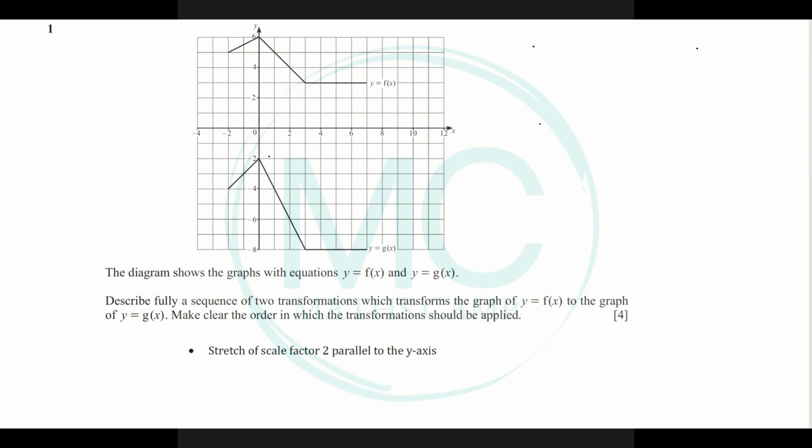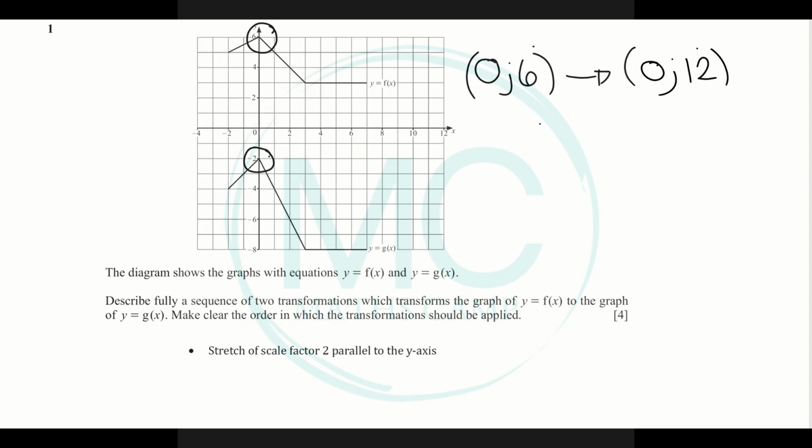F of x has a y-intercept up here at 6. The corresponding part of g of x sits down here where y is -2. F of x has not moved horizontally. So now we need to look at a possible vertical shift. The y-intercept of f of x is (0, 6). And the stretch parallel to the y-axis affects the y-coordinate. So f of x, after a stretch with a scale factor of 2, should have a y-intercept at 12.